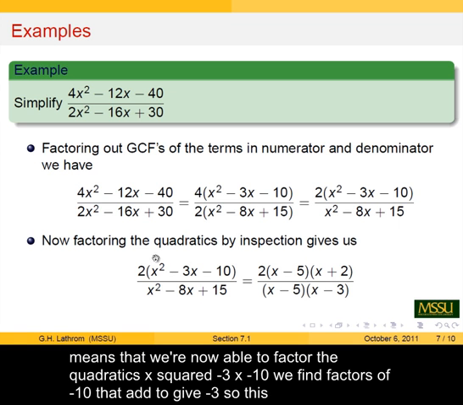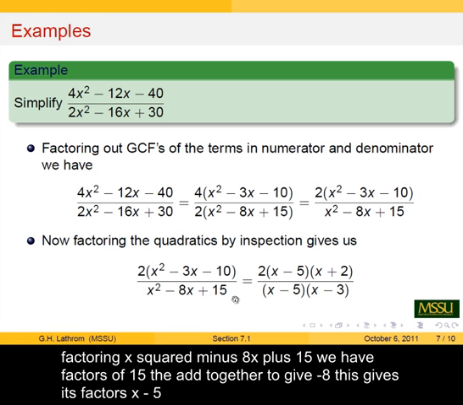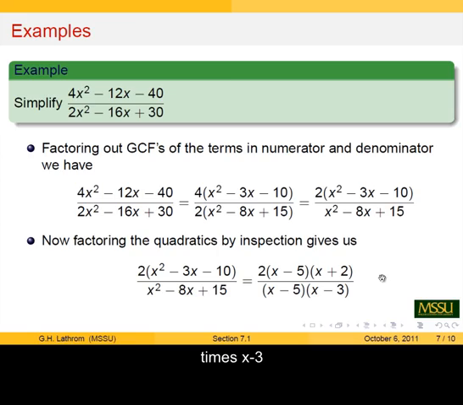means that we are now able to factor the quadratics. X squared minus 3x minus 10. We find factors of negative 10 that add to negative 3. So this gives us factors x minus 5 times x plus 2. Factoring x squared minus 8x plus 15, we have factors of 15 that add together to give negative 8. This gives us x minus 5 times x minus 3.